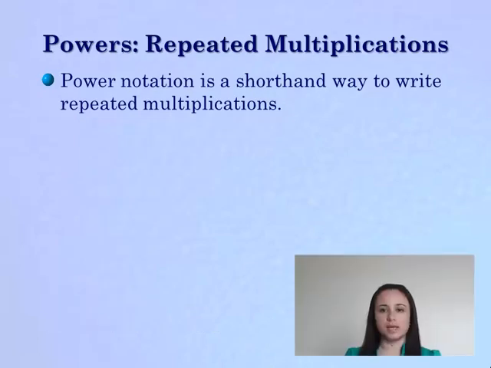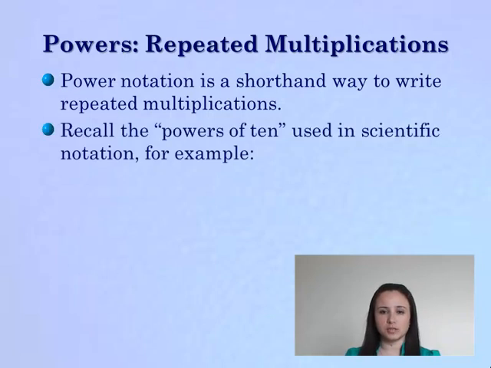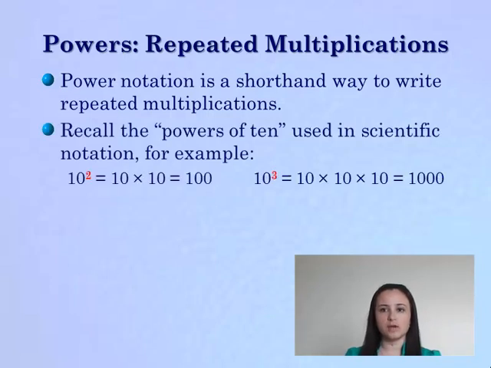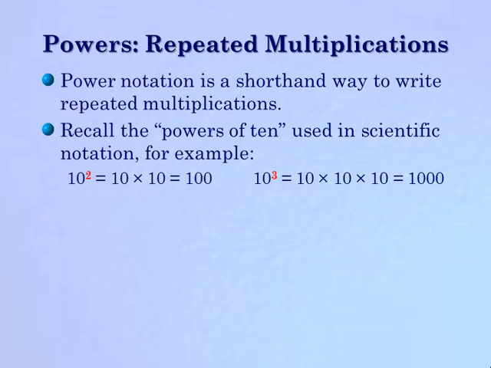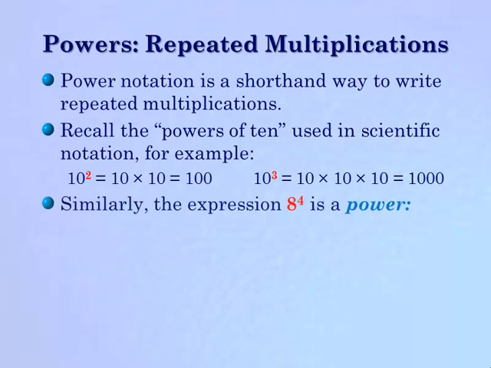Powers is just repeated multiplication. So power notation is a shorthand way to write repeated multiplications. So you might recall the powers of 10 that we used in a previous module. For example, 10 squared is equal to 10 times 10, and 10 cubed is equal to 10 times 10 times 10. So we just repeated the multiplications of 10 based on those exponents.